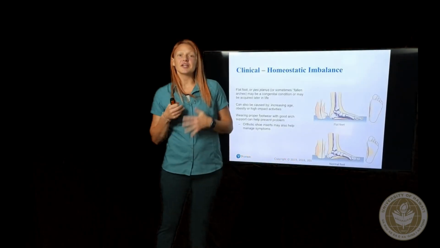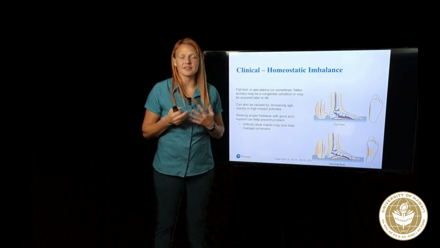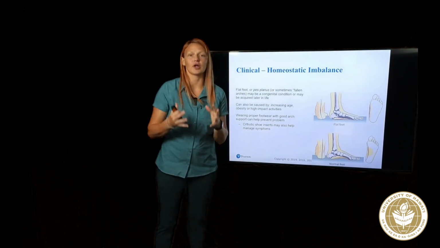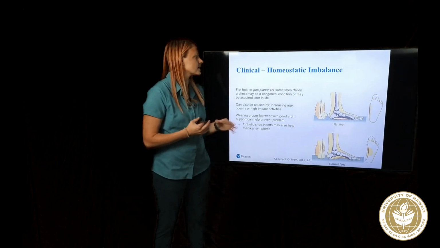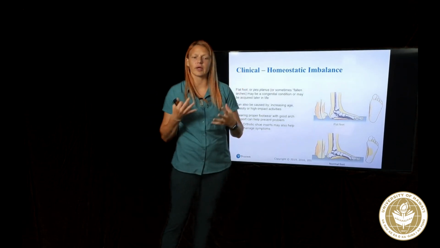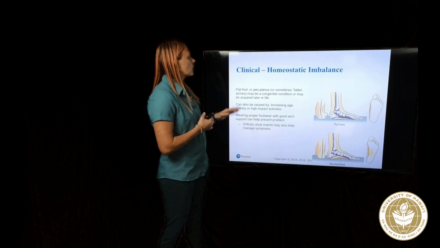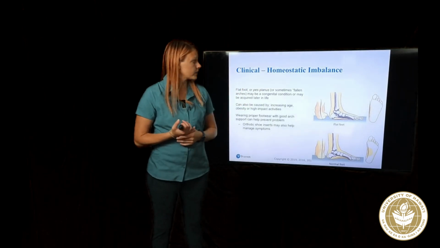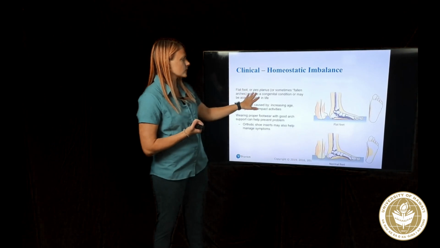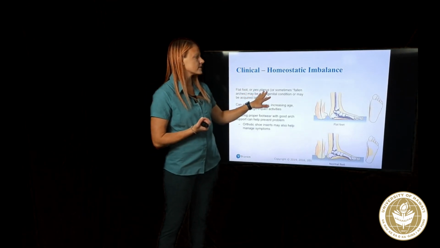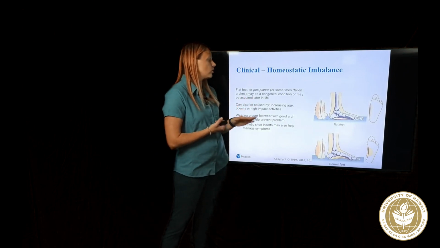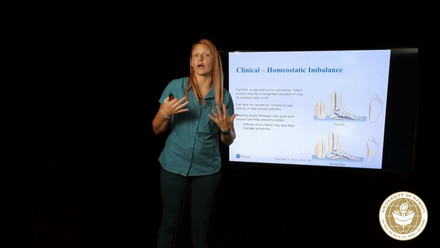So you've noticed generally we have in these lectures these little slides that talk about homeostatic imbalance, right? Because I told you how important homeostasis was for this class. And this is kind of a clinical implication as well. So a homeostatic imbalance can occur if we don't have that arch on our foot. So flat foot, also known as pes planus, sometimes called fallen arches, can be a congenital condition or it can be acquired later in life.